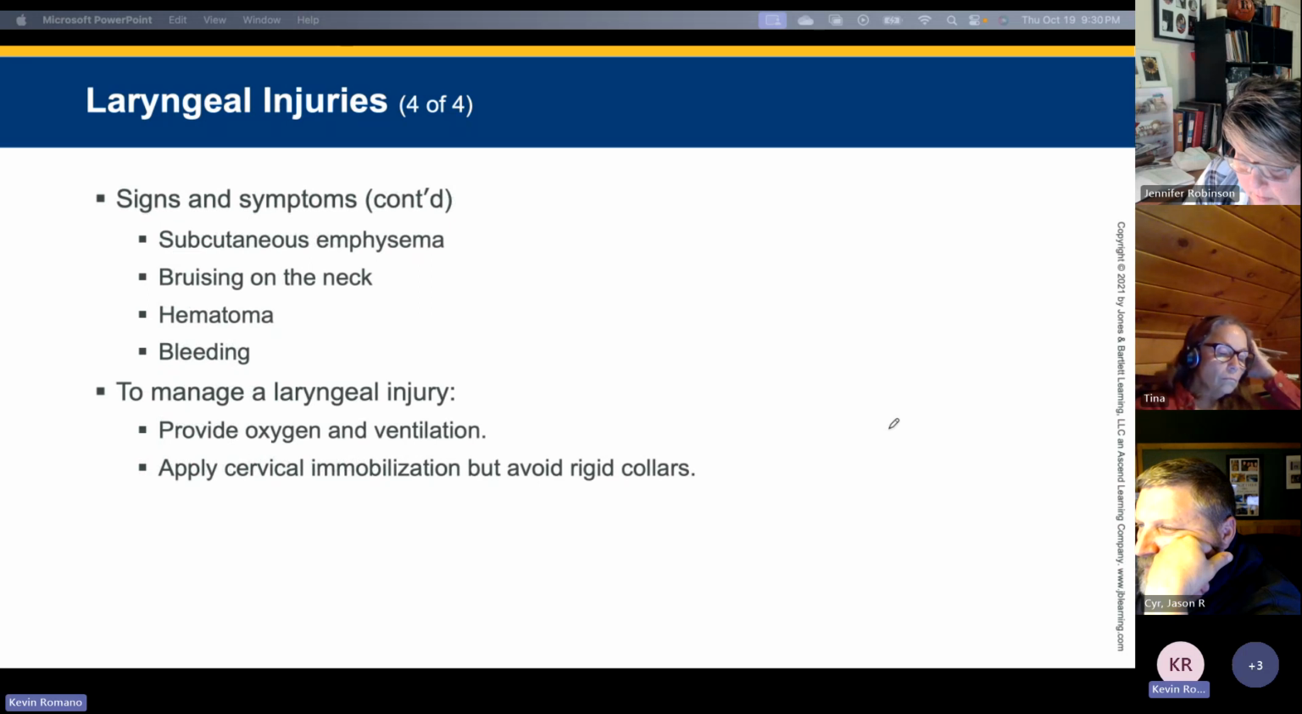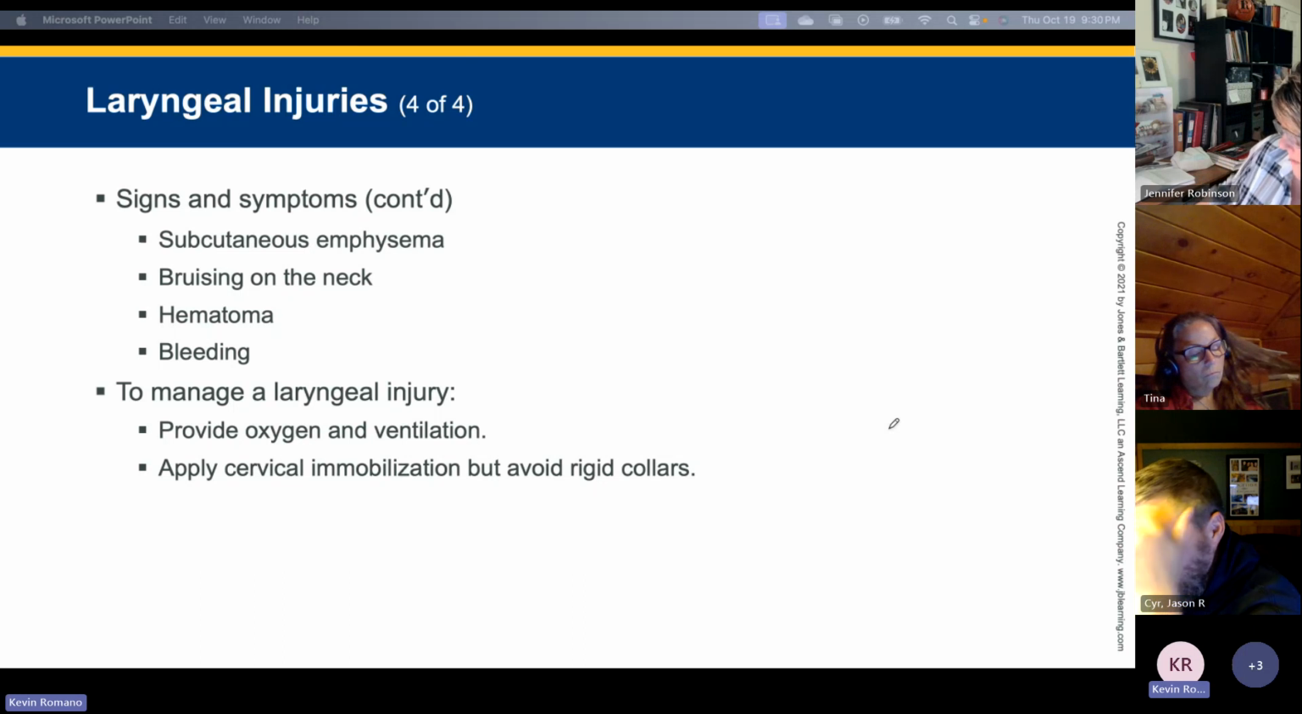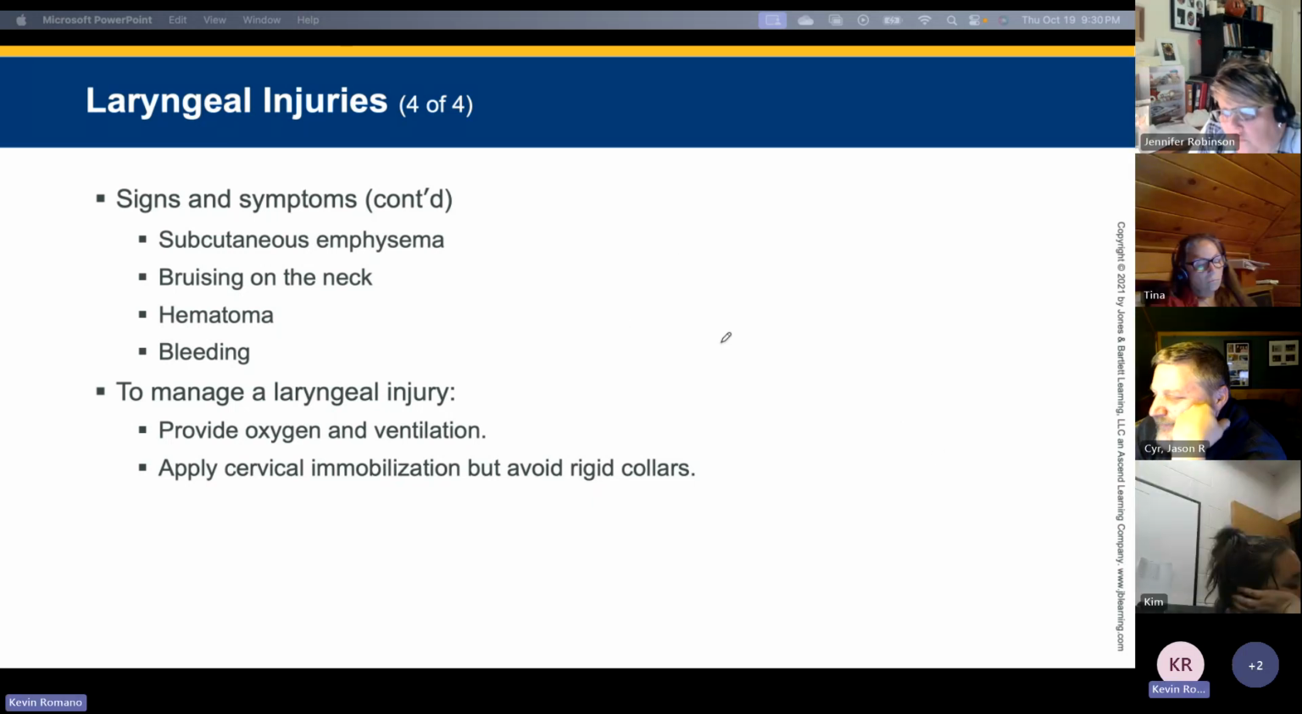And to finish up, signs and symptoms of larynx injury include distress, hoarseness, difficulty swallowing, cyanosis, pale skin, sputum in the wound, bruising, hematoma, bleeding. Management is going to be providing oxygen and ventilation, and a cervical collar, but avoid using the rigid collars. We don't carry soft collars, so what are we going to use? Towel. Towel, bath blanket, something that's not rigid but will keep the neck still.